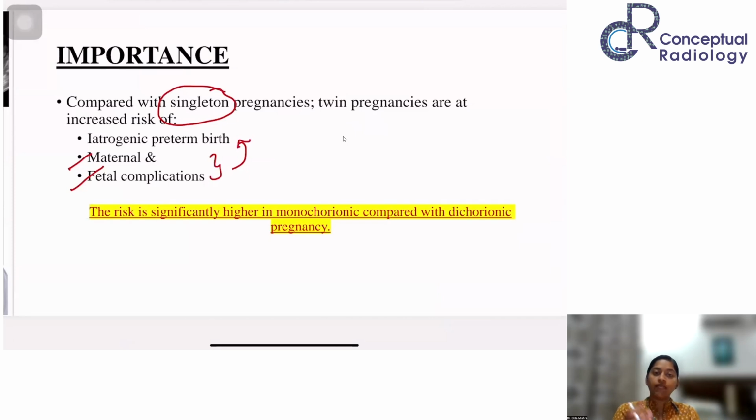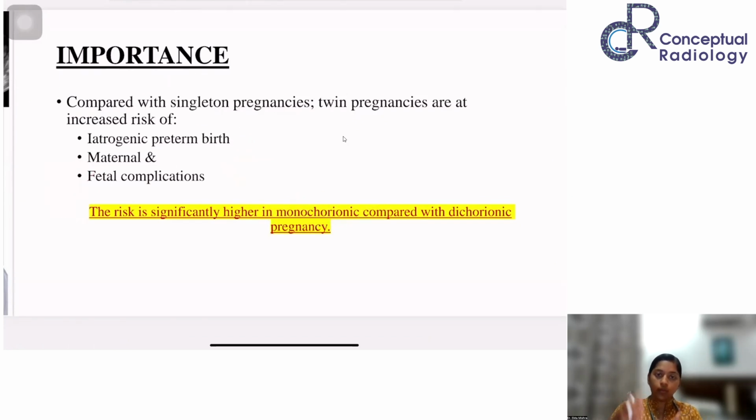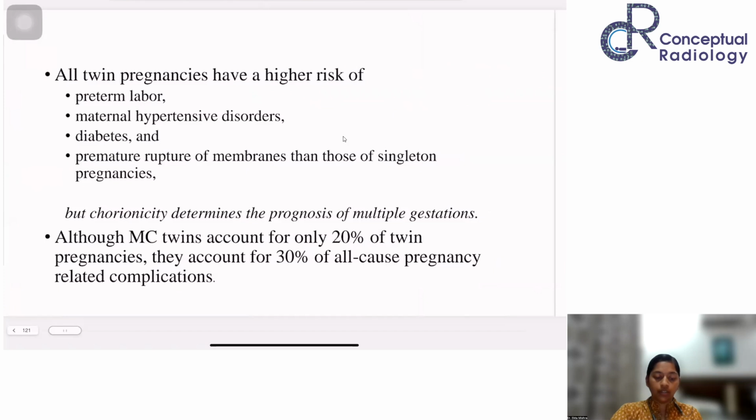So the risk is significantly higher in monochorionic pregnancy as compared with the dichorionic pregnancies. So first, the twins are already at a higher risk, and in twins, the monochorionic ones are suffering a greater risk. So remember, all the twin pregnancies have a higher risk of preterm birth because the space is the same, and now we have two or multiple babies in the same space. So there's a limit to the stretchability.